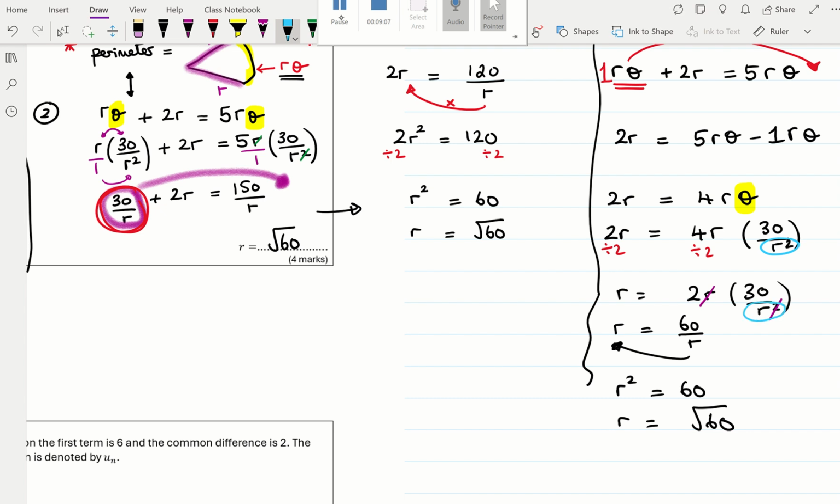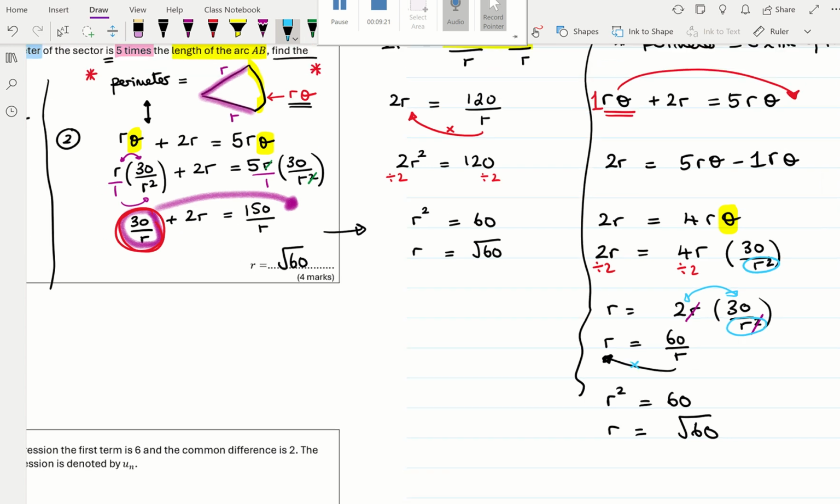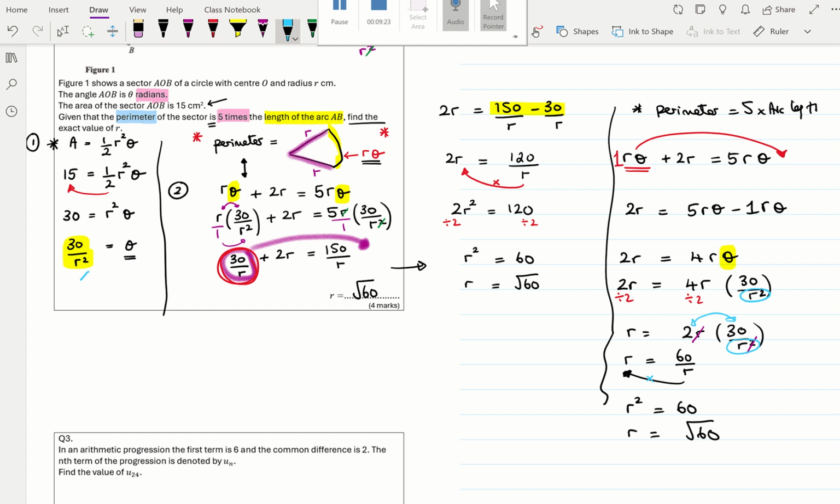And these two r's, well, one of the r's cancels out at the bottom and the top, and I multiply the 2 by 30 to get 60 over r. I multiply r by r squared, r equals root 60. So it just depends whether you're comfortable doing the substitution at the beginning or doing the substitution at the end.